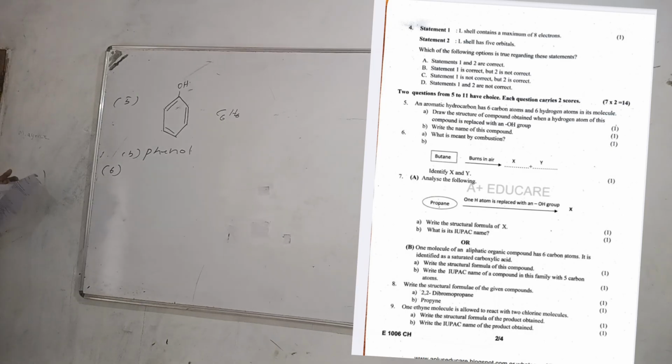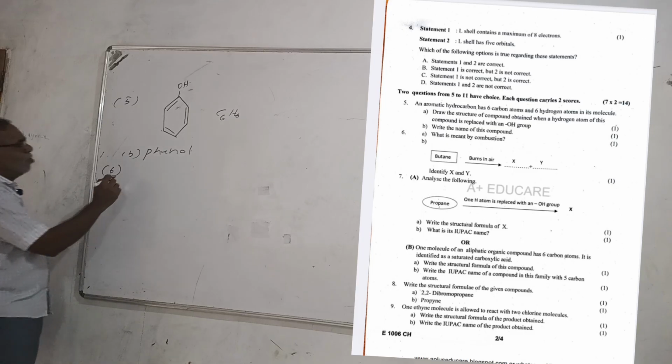Butane. What is meant by combustion? The question is, the definition is given in the textbook. When a hydrocarbon burns, it combines with the oxygen in air to form carbon dioxide and water. So combustion means when a hydrocarbon burns, it combines with the oxygen in air to form carbon dioxide and water.